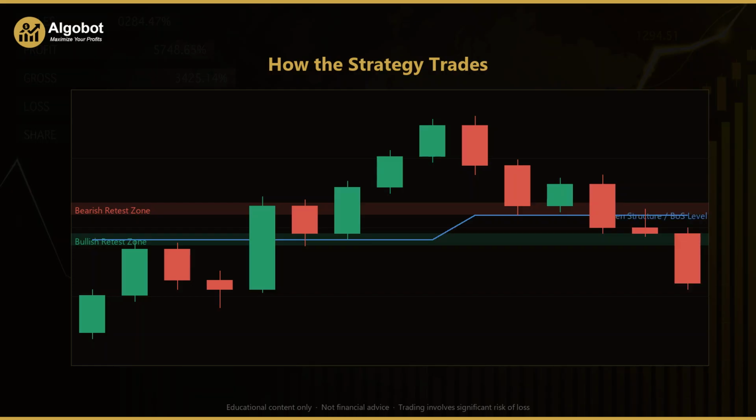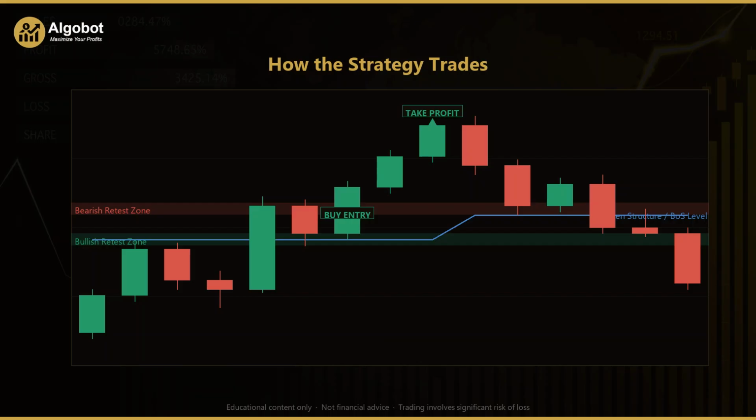Now watch the second half of the sequence. After topping out, price rolls over and carves a swing low near 1.0890, and the blue structure line steps down to track it. Price bounces once, then a candle closes decisively below that swing low. That's our bearish break of structure.